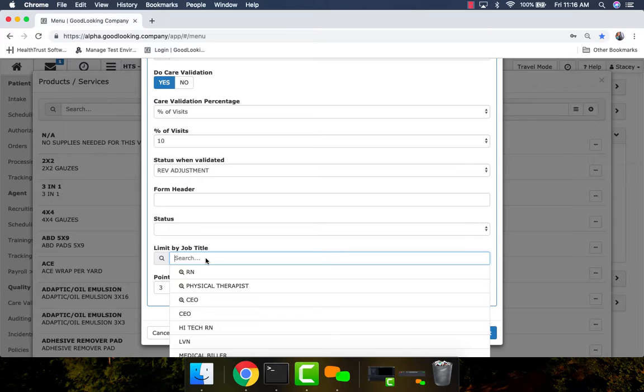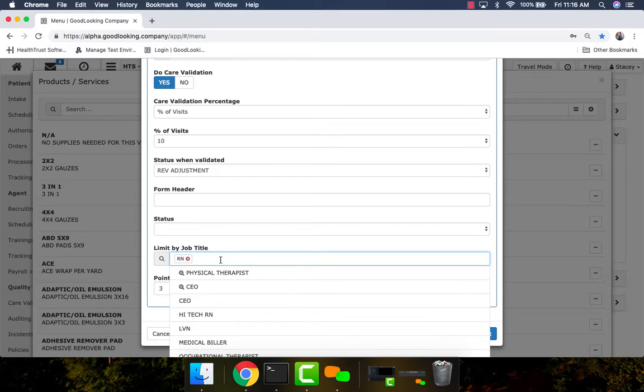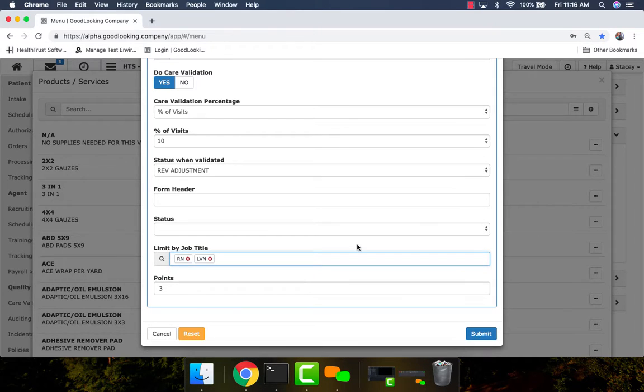And if you want to limit this service to a specific job title. So for instance, any nursing visits we may want to limit to our RNs and LVNs, so that we can't schedule a physical therapist to receive this particular service.